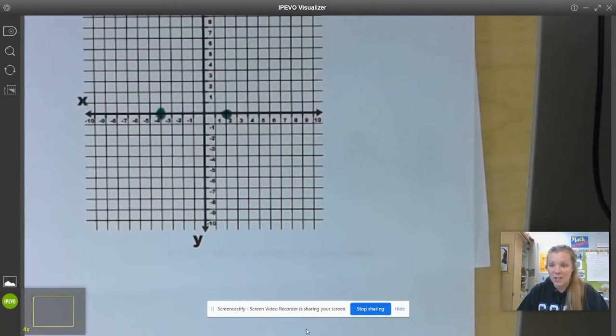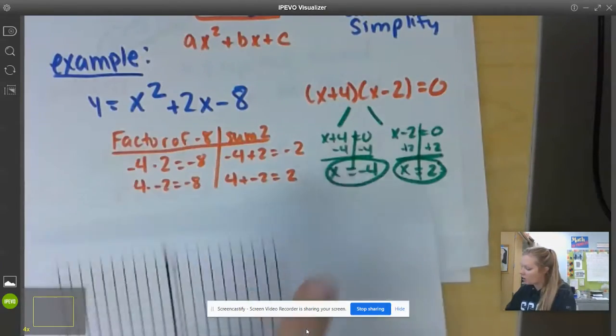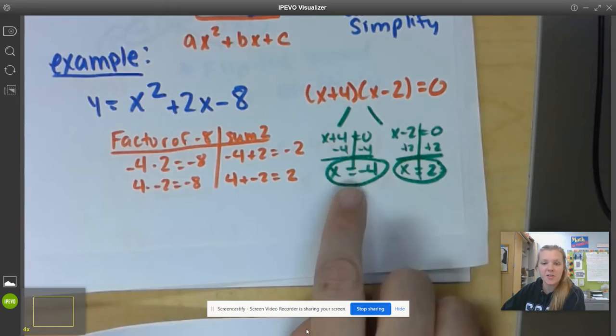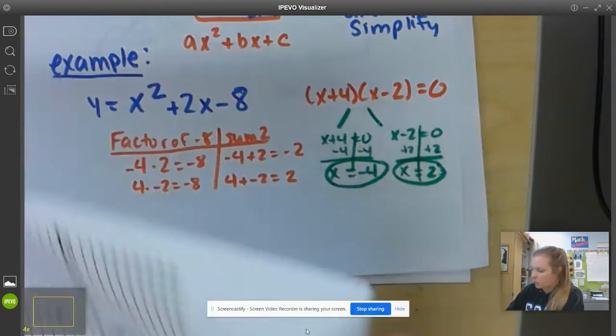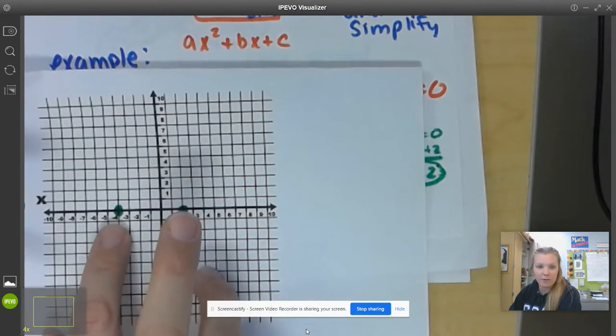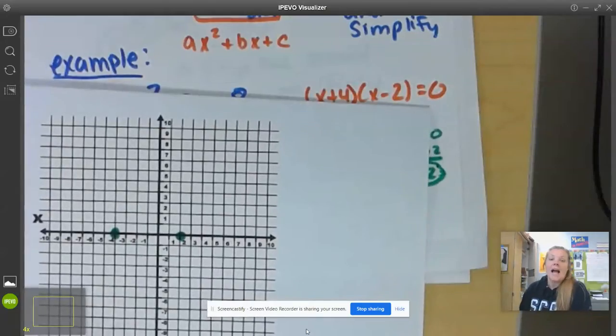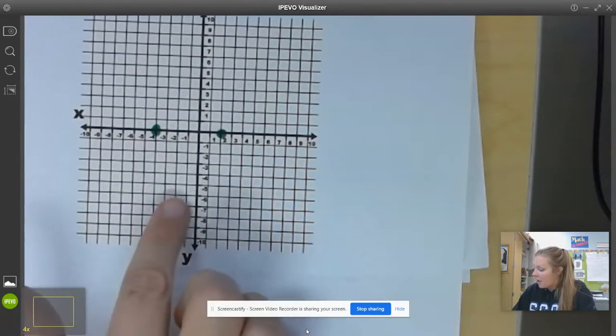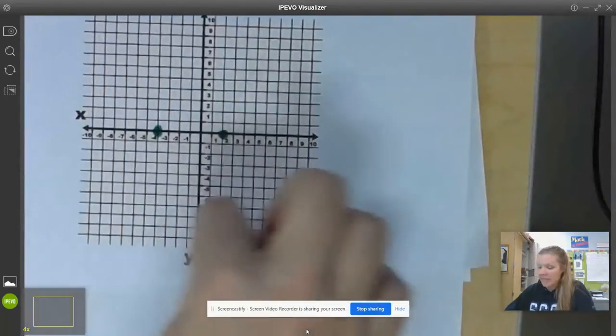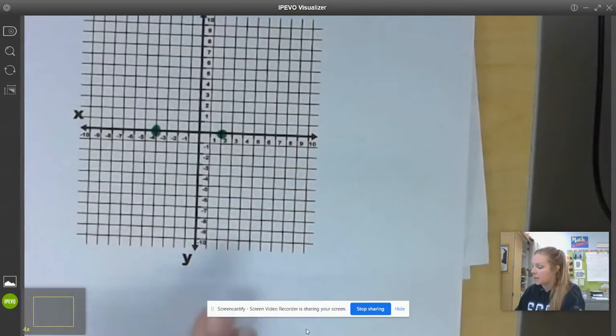Got interrupted. So where we were is we just had solved this quadratic. We found that the solutions were -4 and 2. And so we graphed it at -4 and 2. Now we need to find the vertex again to find where that third point is. And once I know, I can graph the parabola.